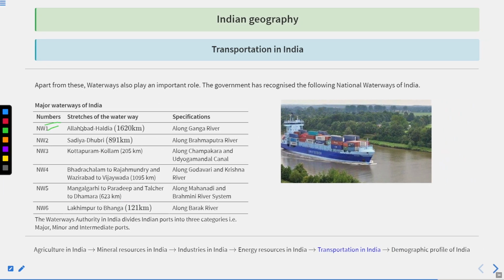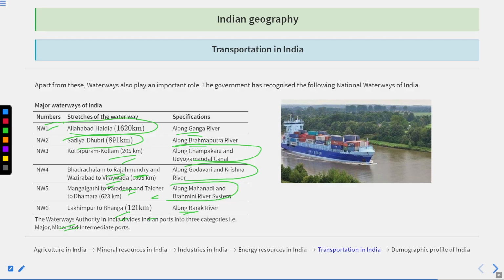After this, now we have the waterways. Allahabad to Haldia along the Ganga River; Sadiya to Dhubri, Brahmaputra River; Kottapuram to Kollam, Champakara and Udyogamandal; Bhadrachalam, Rajahmundry to Wazirabad to Vijayawada, Godavari and Krishna River; Mangalgadi to Paradip, Talcher to Dhamra, Mahanadi River System; Lakhipur to Bhanga along the Barak River.